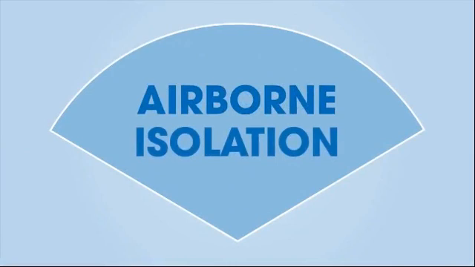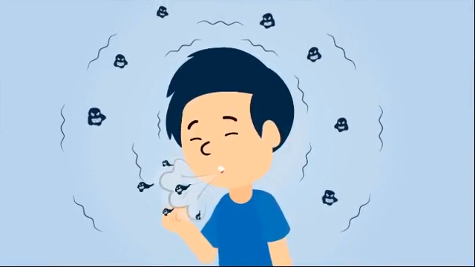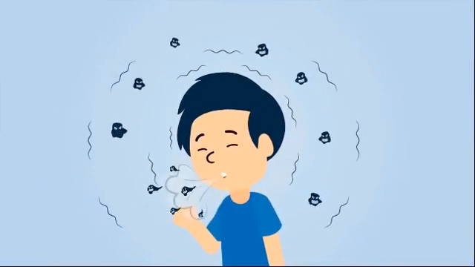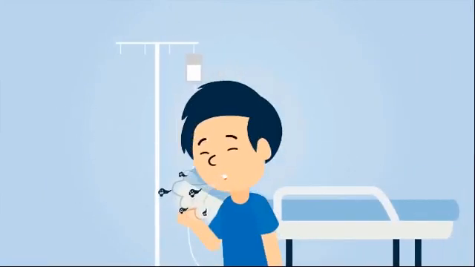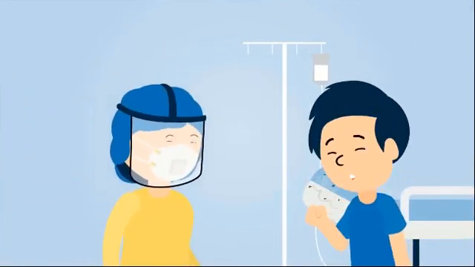1. Airborne isolation is used when a patient is infected with a disease caused by small airborne droplets, such as TB. These patients are typically held in a specialized negative air pressurized room, and staff are required to use a respirator.